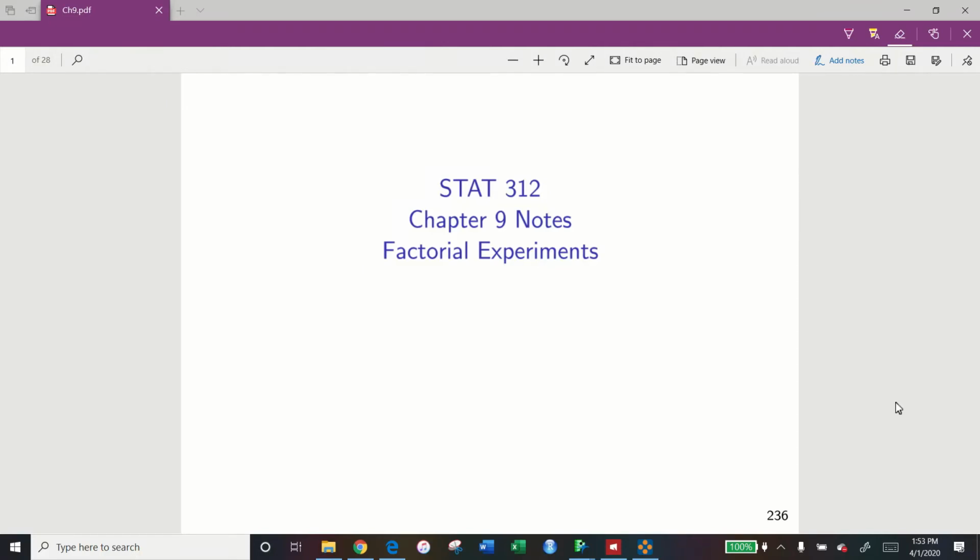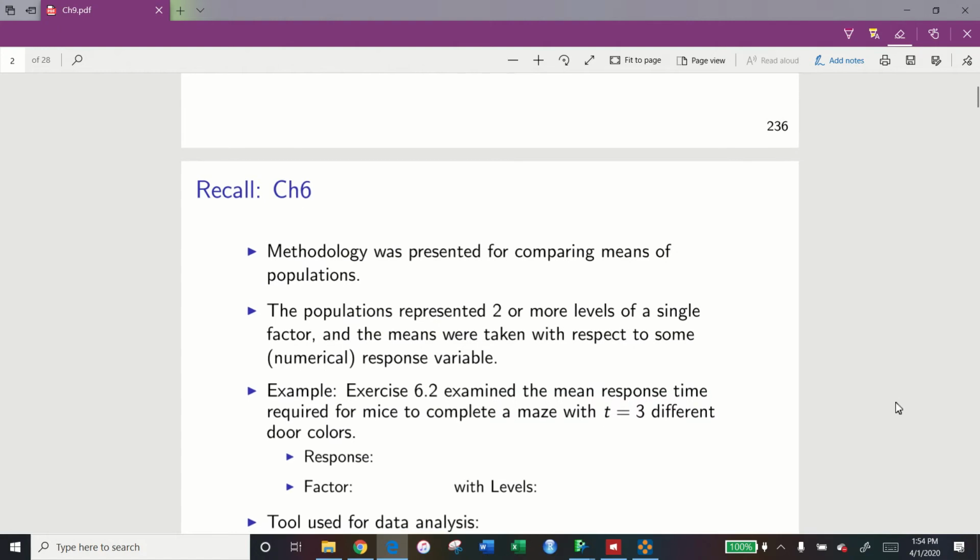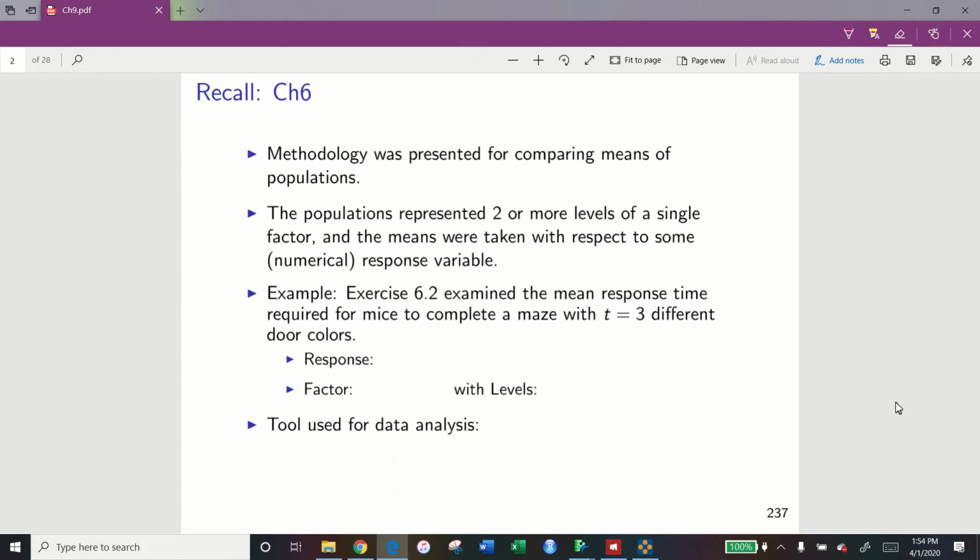Welcome class to the Stat 312, Chapter 9, Notes for Factorial Experiments. To start off this chapter, let's do a little bit of recalling.